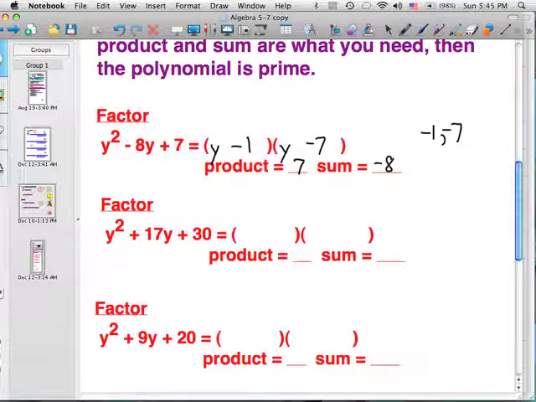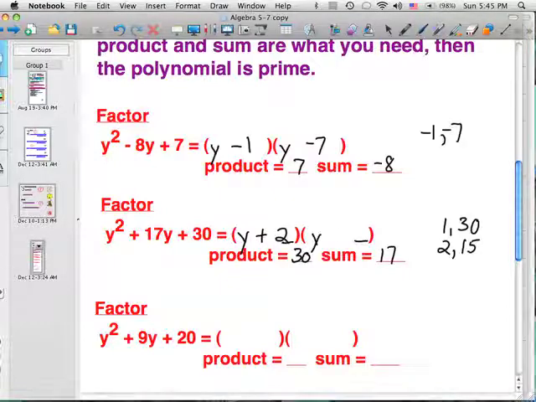The next example, the square root of y squared is y. The product has to be 30. The two numbers that I find here have to multiply to 30, and they have to add up to positive 17. So I just think of the factors of 30. 1 and 30 do not work, they do not add up to 17. 2 and 15, those two do work. 2 plus 15 makes 17, and 2 times 15 makes 30. So one of the factors has to be y plus 2, and the other one has to be y plus 15. And it doesn't matter which order you put them in.